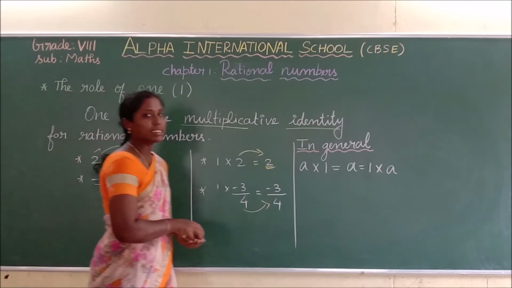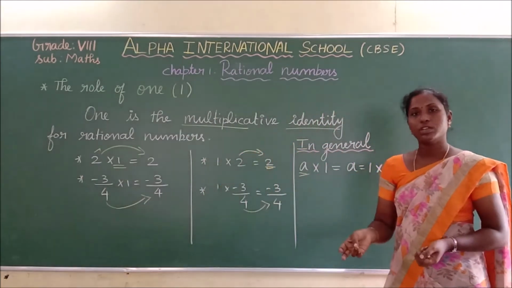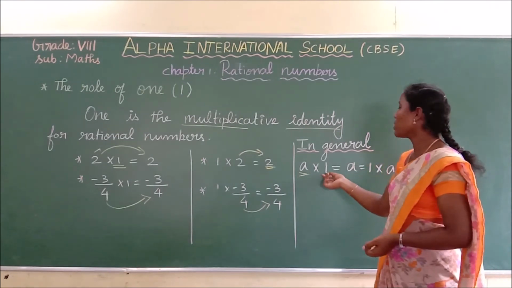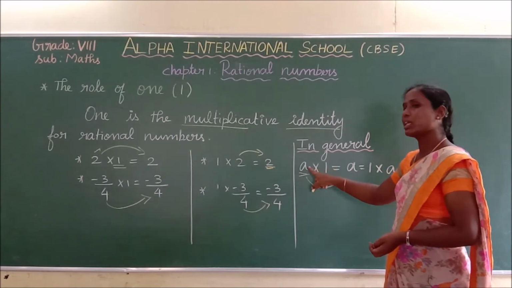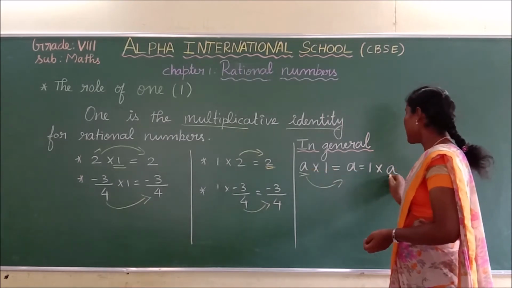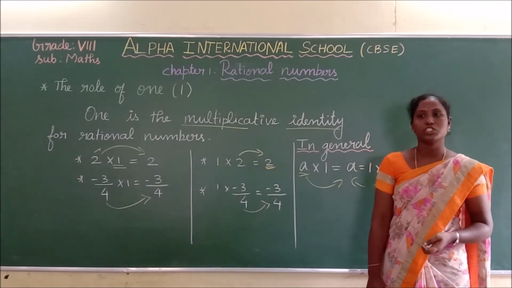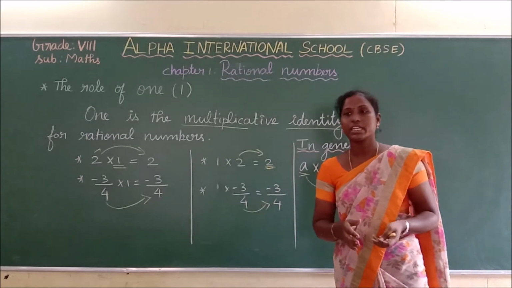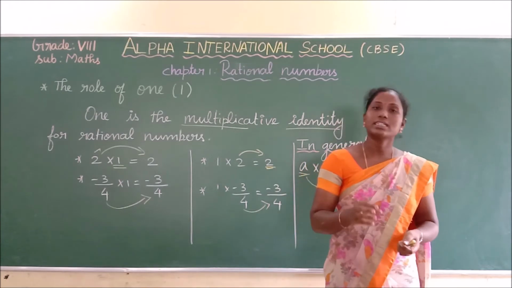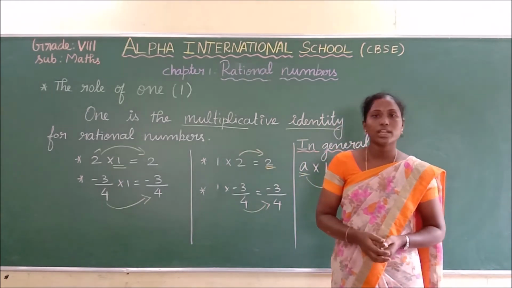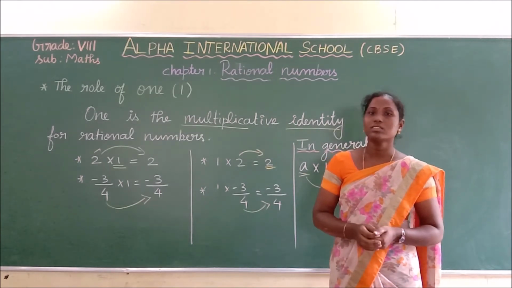In general, if you take A, which may be a rational number, integer or whole number, and multiply 1 with A, the result is always the same number, A. So 1 is called the multiplicative identity for rational numbers. Multiplicative identity states that any time you multiply a number by 1, the result is the same number itself. That is called the multiplicative identity. That number is 1.